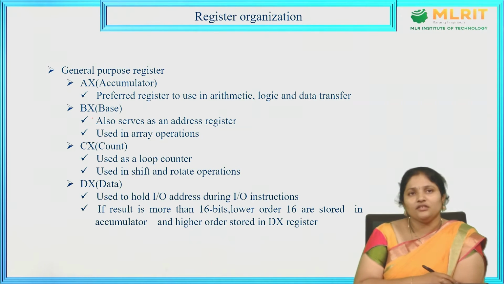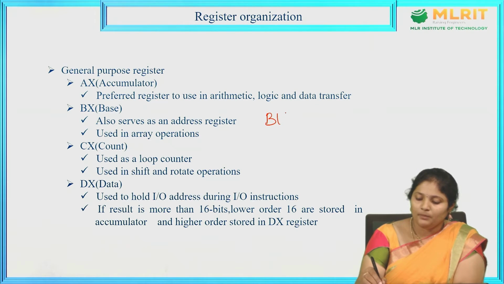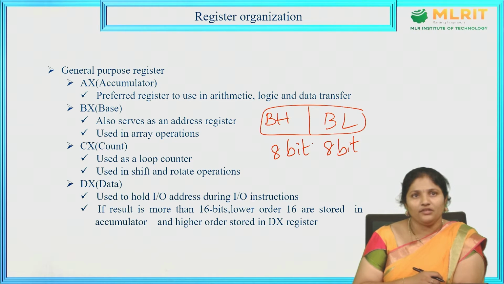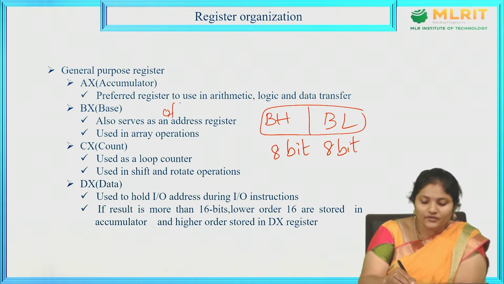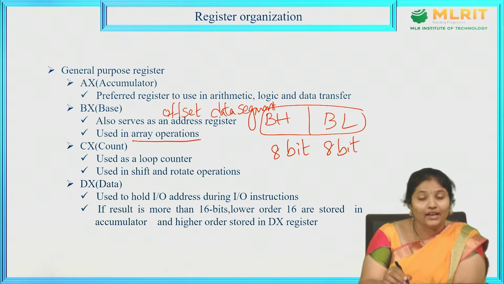And the BX register is also a general purpose register. It has the same structure, BH and BL, of individual 8 bits. For 8-bit operations, you can utilize BH or BL, and in most cases this register is used to hold the offset address for the data segment. Most of the cases this register is used for array operations.